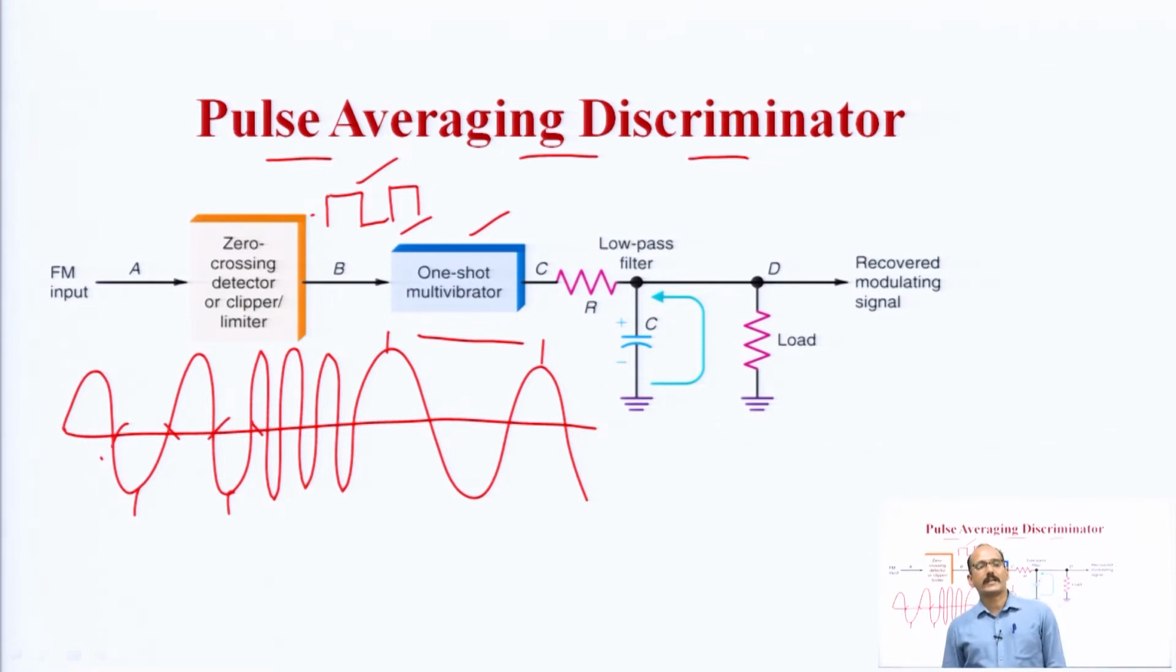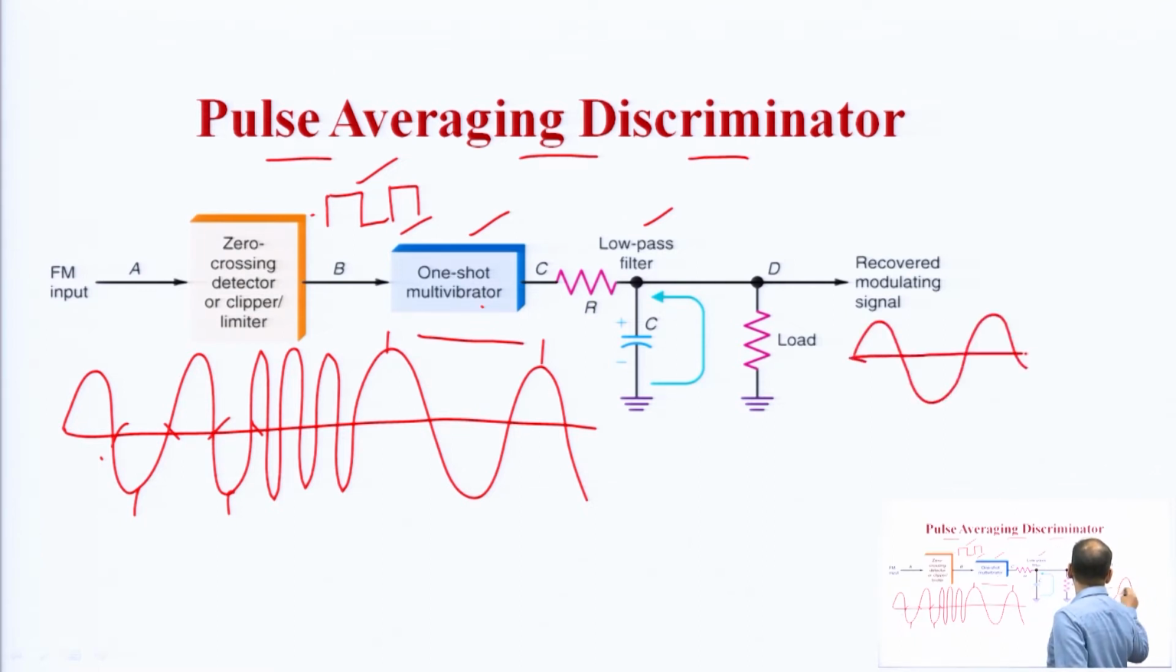If the zero crossing detector generates a 1 second pulse, that pulse is applied to the one shot multivibrator, which creates a signal, and that signal is applied to a low pass filter. The low pass filter gives us the demodulated signal as per the input FM signal. As you know, where the frequency is low, that time has a low number of zero crossings, whereas the high frequency time has more zero crossings.